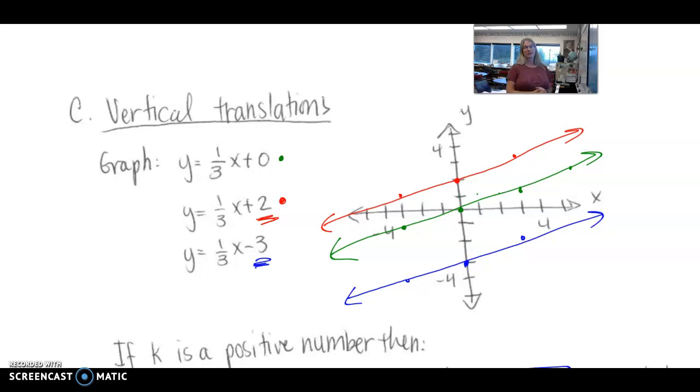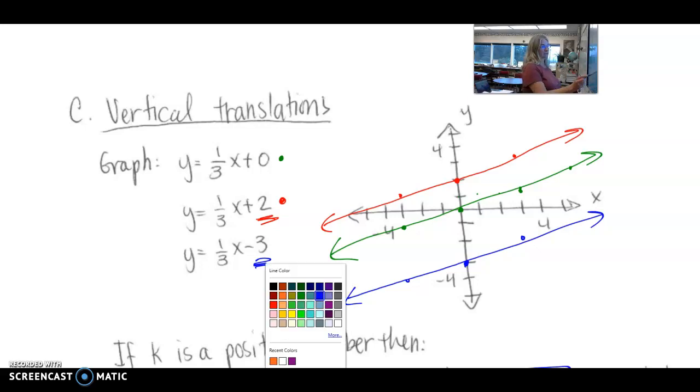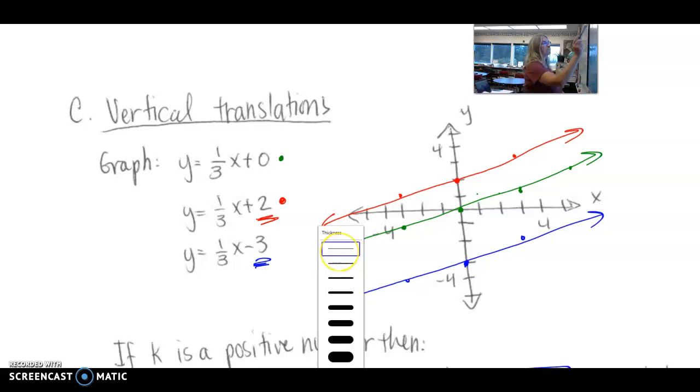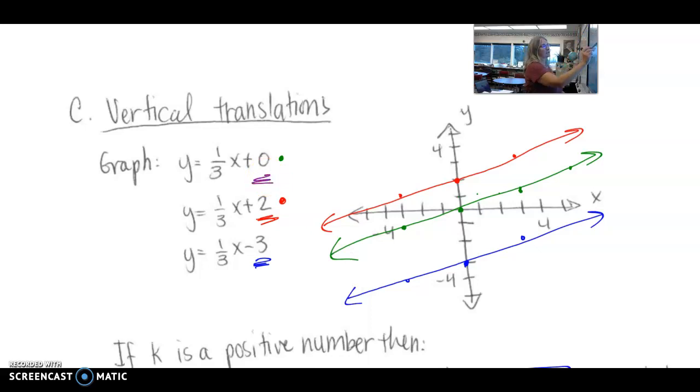Hello, in this video we are going to continue our lesson on transformations. In the last video I left off with vertical translations, and hopefully you recall that when you add or subtract a number from the function, it shifts it up or down by that many units.